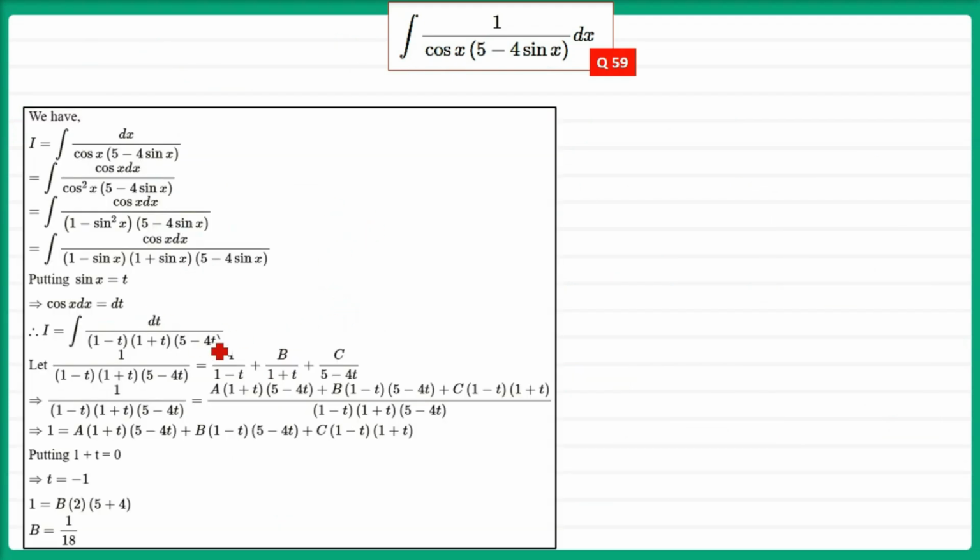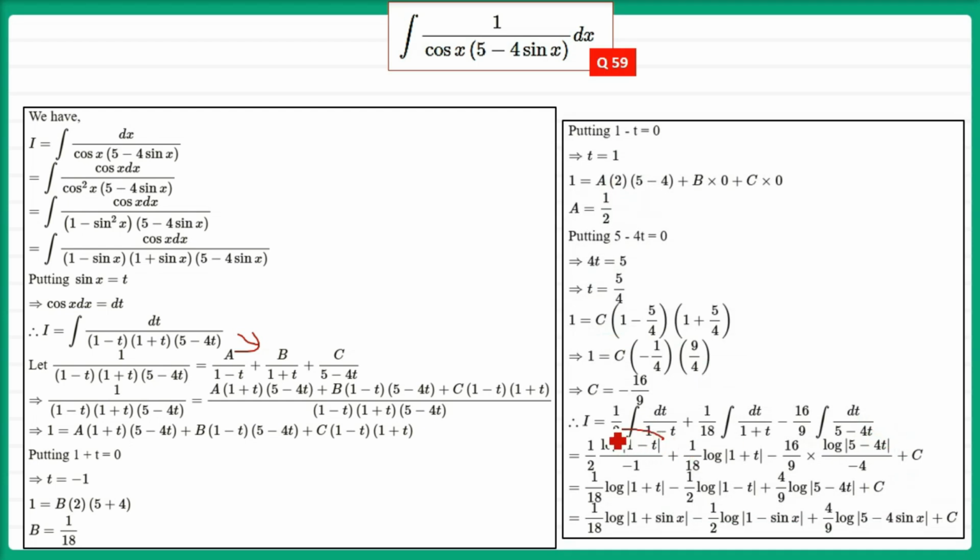So this was already explained, because the basic thing I have already explained. And when you take log 1 minus t, you have to differentiate 1 minus t, negative 1 will come, that has to go in the denominator. Similarly, for log 1 plus t, the differentiation of 1 plus t is 1, so 1 will come in the denominator, that won't affect. And 5 minus 4t will give you negative 4, that has to come in the denominator. As I said, this 4 will get cancelled, negative will get cancelled, it will be plus 4 by 9 log 5 minus 4 sin x. So this is the reference you can use if you're solving it by yourself.